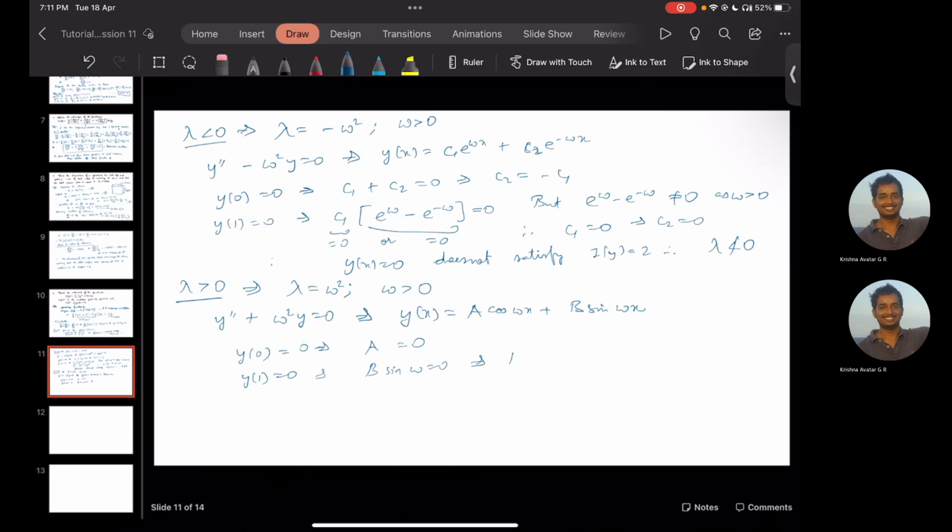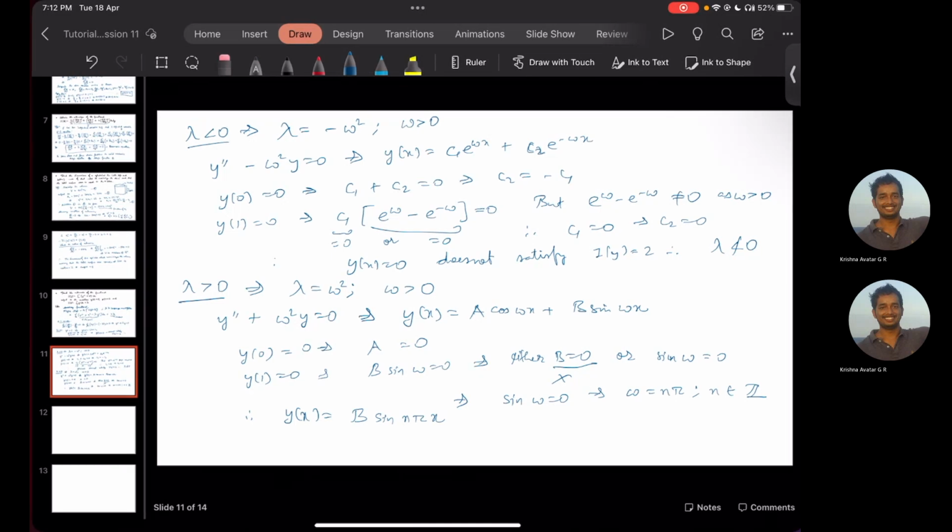Now in this case again, either b is equal to 0 or sin omega is equal to 0. But again, this is not possible. Why? Because again, it will lead to a trivial solution. So this implies that sin of omega is equal to 0, and this means that omega is equal to n pi, and then n is an element of the set of integers. Therefore, our y of x is equal to b sin n pi x.